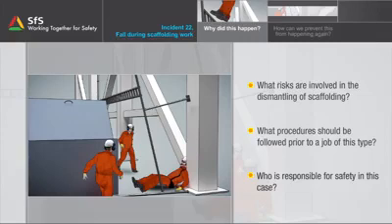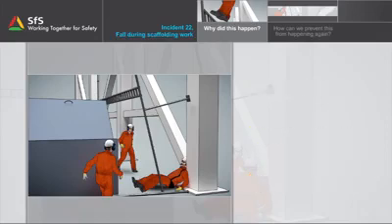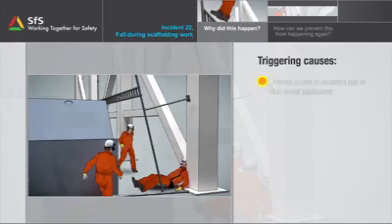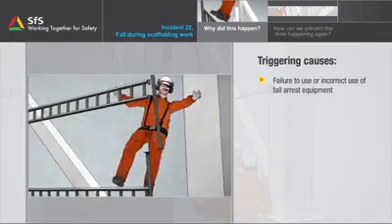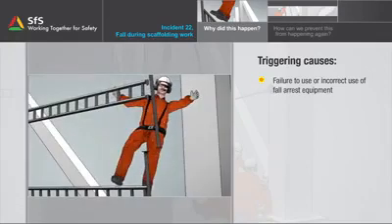There are a number of causes and factors of significance in this case. The causes that triggered the incident mainly relate to undesirable behavior and a lack of attention to safety issues. Fall arrest equipment must always be used when working at height. In this case, the scaffold worker failed to use his fall arrest equipment correctly.